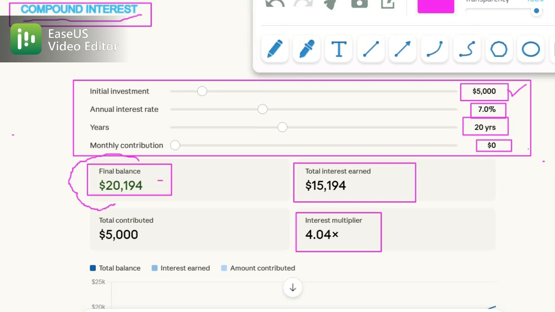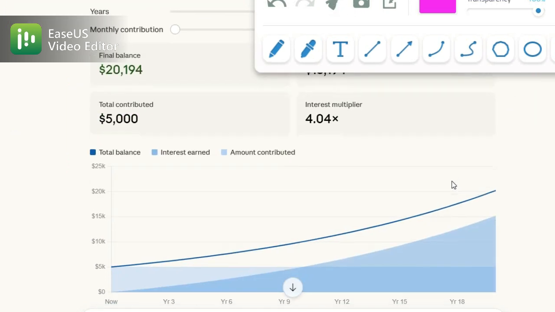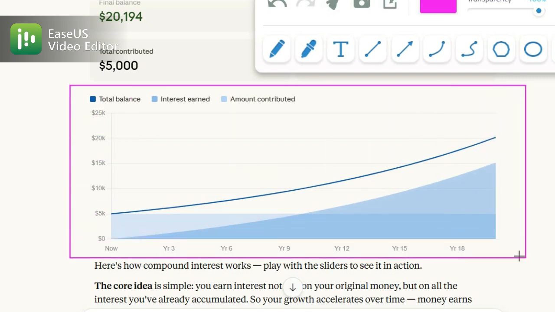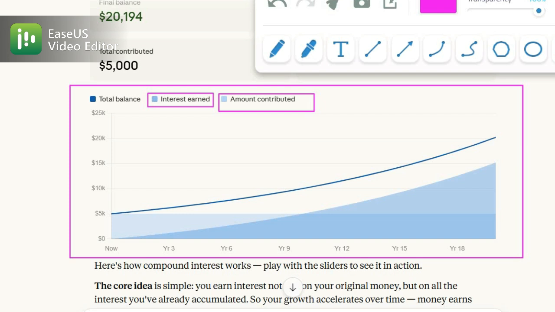Now I will show you in the graph. This graph shows three parts. The first one is light blue, which shows your money, the 5,000 you put in, the contributed amount. Then the medium blue is the interest earned, and the dark blue is your total balance.